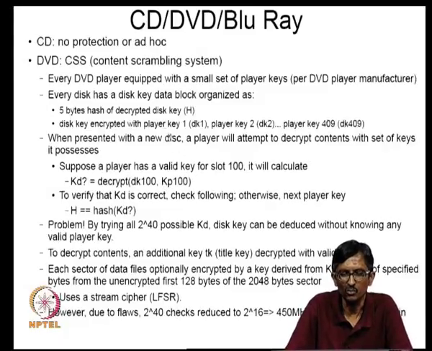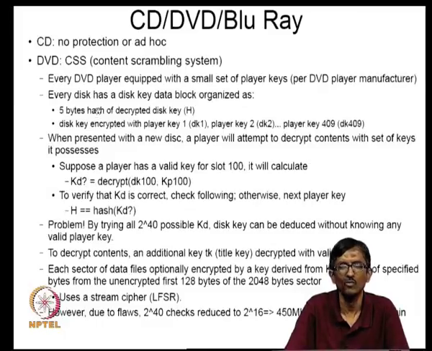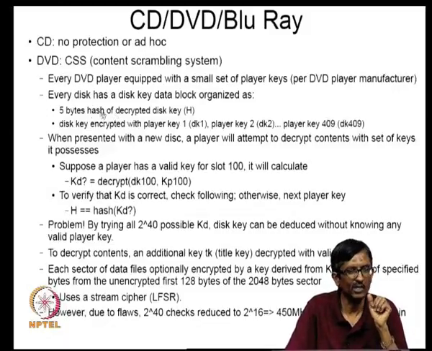It will try to use the player keys and decrypt in slot 100, because they are all encrypted here. Out comes a possible key, which can be used to decrypt the whole DVD contents, but it does not know it, because there are so many players and so many DVDs, you do not know which one is which. So to verify that it is correct, you hash that same key that you got and see if it is the same as what you already have, because there is a hash of it already. The hash of the key required to read the DVD is already present here.